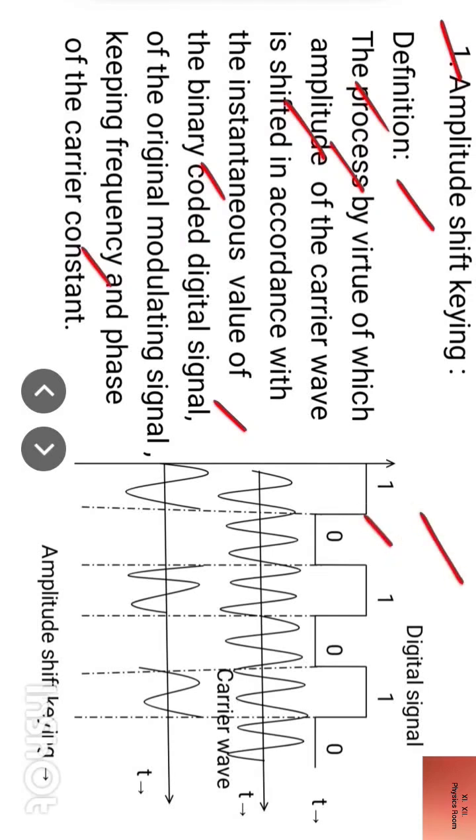This is the digital signal and this is the carrier wave. Now transmission of the carrier wave is carried out according to the digital signal. Where we have the positive side of the pulse, for 1 we send the carrier, for 0 we do not send the carrier. For 1 we send the carrier, and so on. So this is called amplitude shift keying.